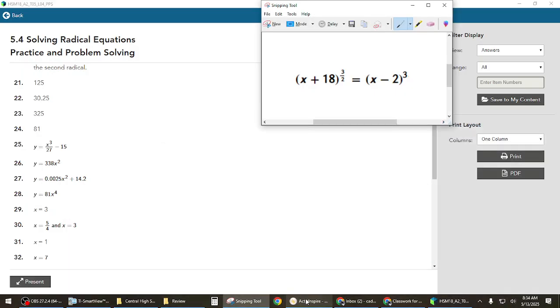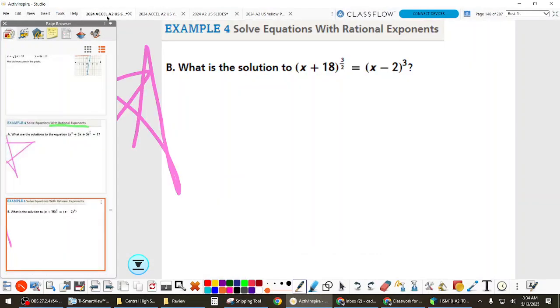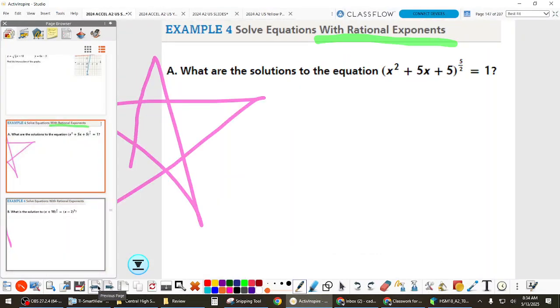Before we put this one in there, let me ask you about the one I said was easy. What would you do to solve that? So no, you wouldn't want to distribute the 5 halves. You wouldn't. Just take the whole side to the reciprocal power. Okay, so that side stays 1, and now this side has no rational exponent.